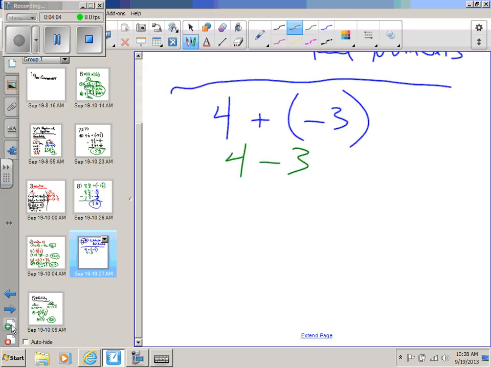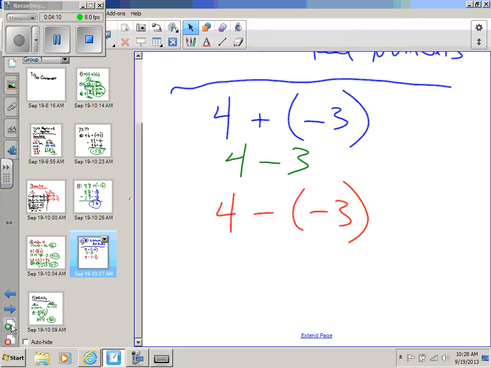But for today, if we are subtracting the negative, these aren't the same. 4 plus a negative 3 and 4 minus a negative 3, those aren't the same problem. In fact, they're opposite. So why would you do the same? It's got to be what, Raven? 4 plus 3.